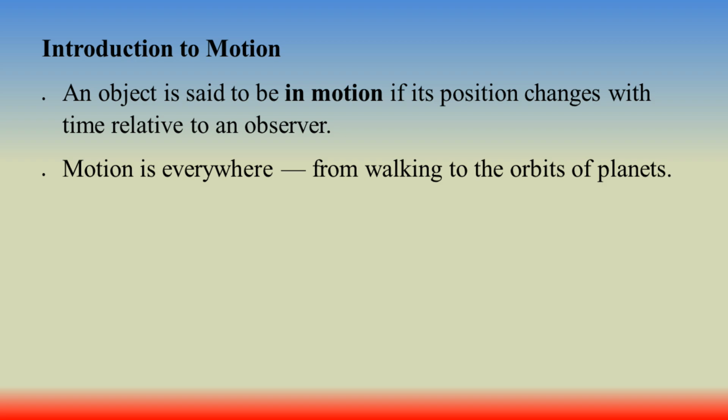Let us begin with the basic idea of motion. An object is said to be in motion if its position changes with time relative to an observer. This change could be as simple as walking across a room or as complex as the orbit of a satellite. Motion is everywhere, and understanding it helps us understand how the physical world works.